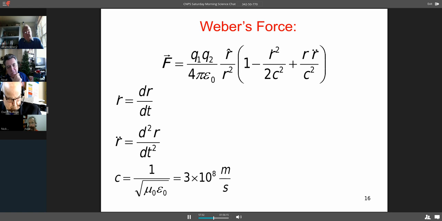Yes, but he didn't begin with that. He did begin with Faraday, Coulomb, and Ampere. And in order to unify these three branches, he arrived at this formula, which I present in slide 16. So this is the original Weber's force law. It is not based on field concepts like Maxwell. It is different.